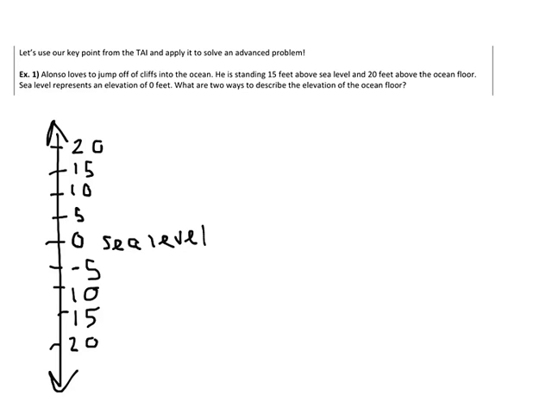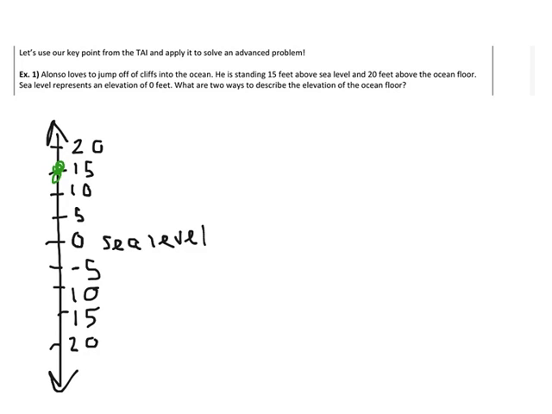So it says that he is 15 feet above sea level. We know that sea level is 0, so that means that we are going to be plotting positive 15 because it's 15 feet above sea level. And we said that above is one of those increase or positive words. So let's plot positive 15 up here.